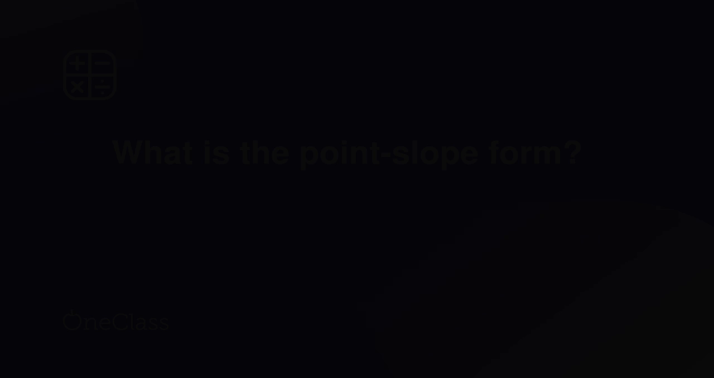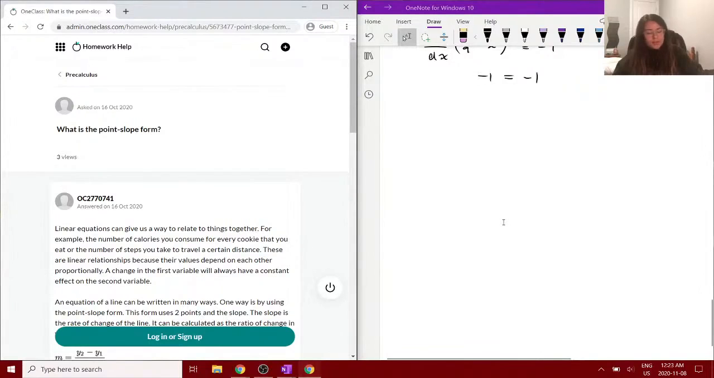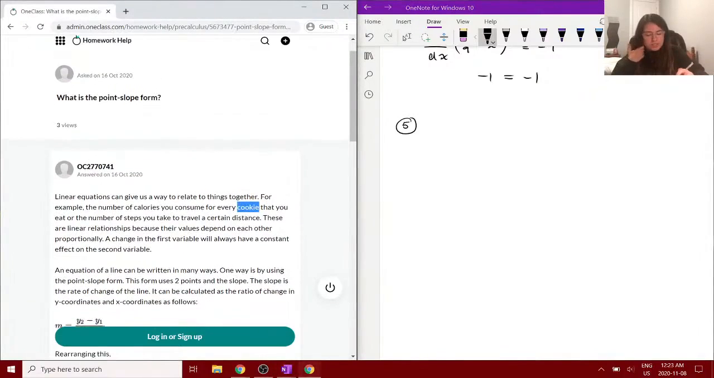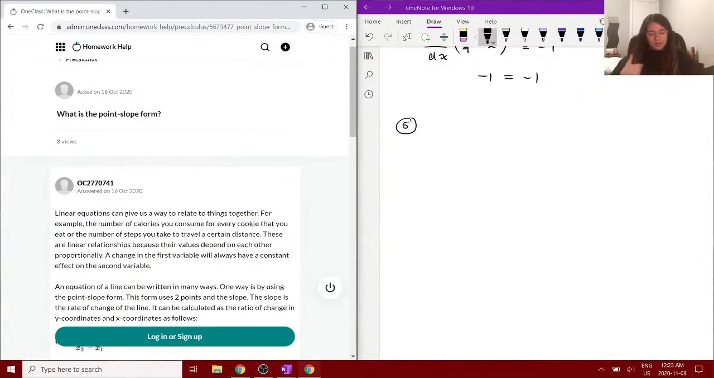All right, so it asks us what is the point slope form. This is question 5. So it says here that a linear equation or linear equations can give us a way to relate two things together. Misspelled, but two things together.